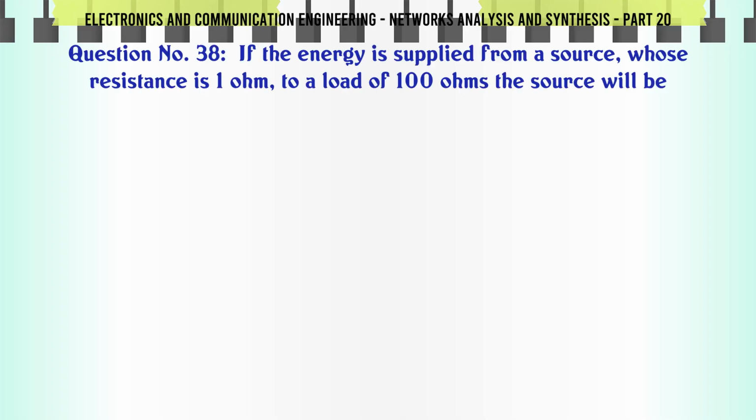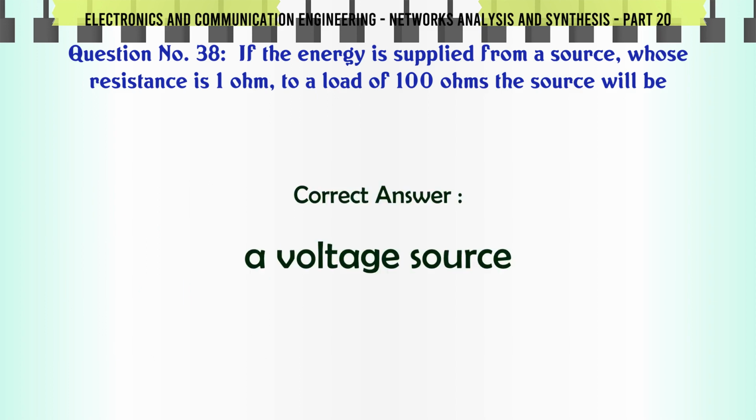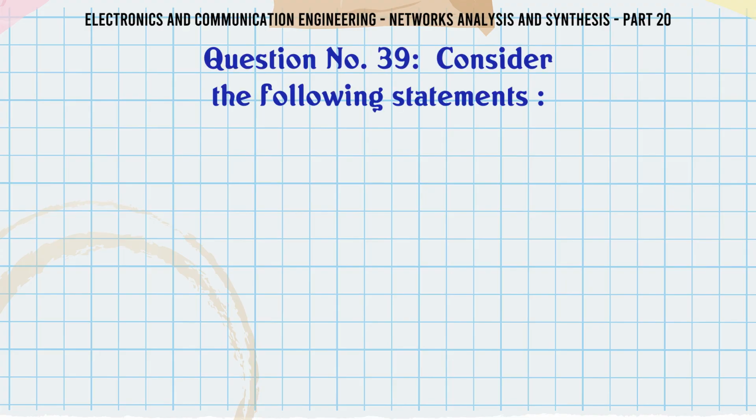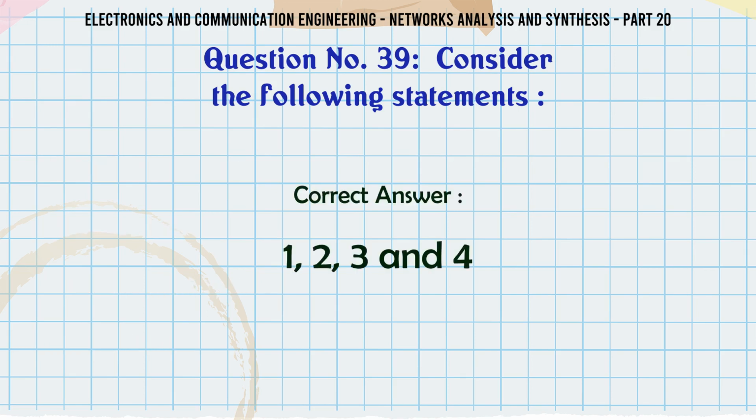If the energy is supplied from a source whose resistance is 1 ohm to a load of 100 ohms, the source will be A. Voltage source, B. A current source, C. Both of the above, D. None of the above. The correct answer is a voltage source. Consider the following statements: A. 1, 2 and 3, B. 1, 2 and 4, C. 1, 2, 3 and 4, D. 3 and 4. The correct answer is 1, 2, 3 and 4.